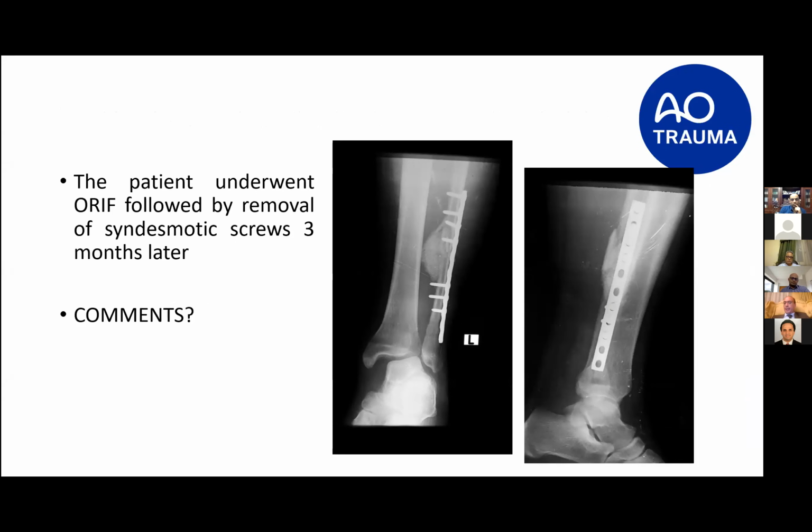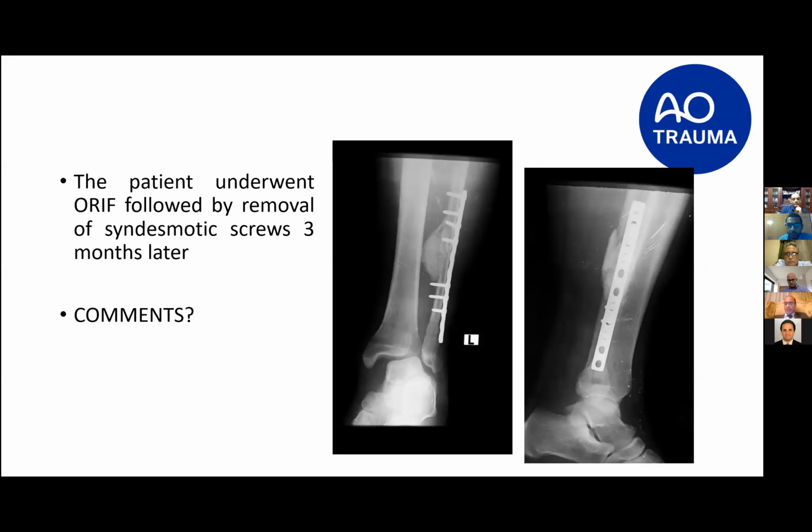Please think, what was the problem? It must be wrong. The medial clear space is widened, the syndesmosis is widened, the ankle is not centered, not congruent. So what was the problem? What was the primary mistake of the surgeon? Is it that he didn't control fibular rotation, didn't repair the deltoid, didn't reduce the syndesmosis, or something else?